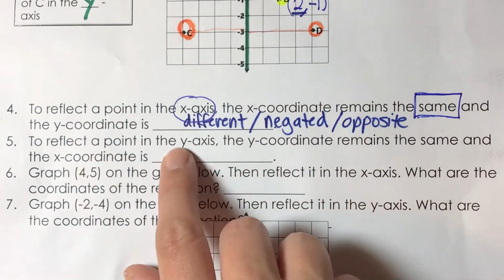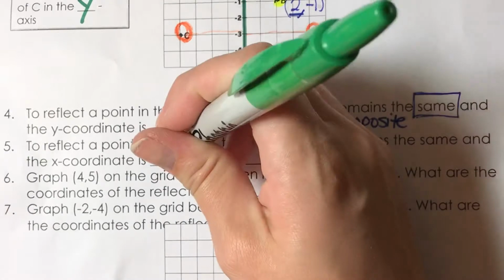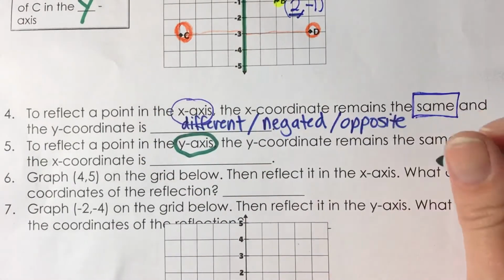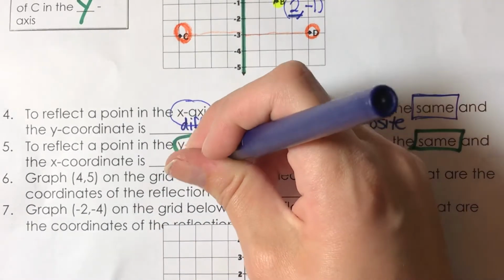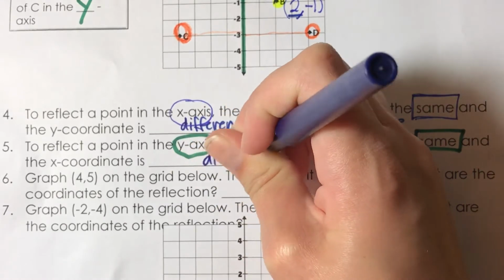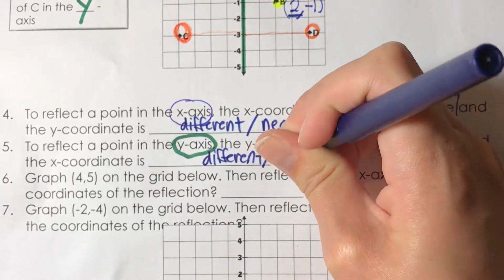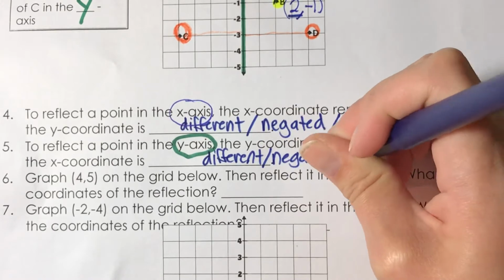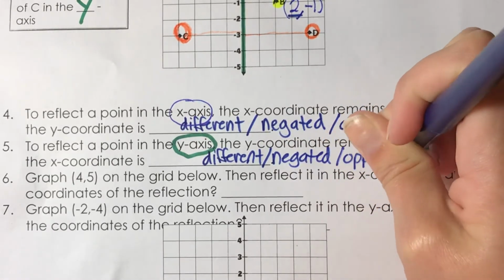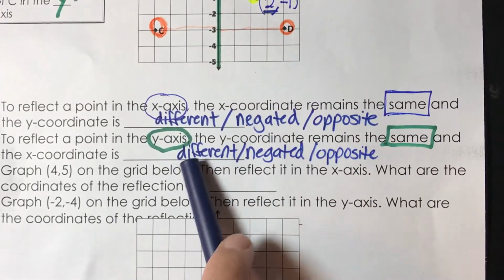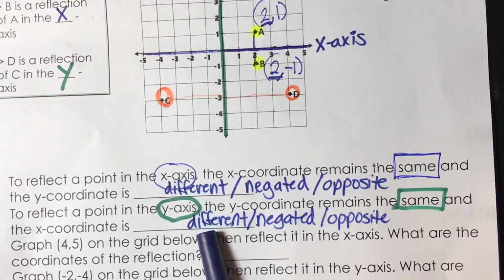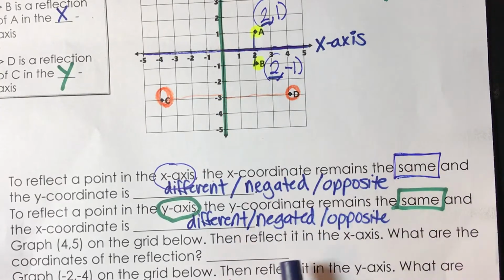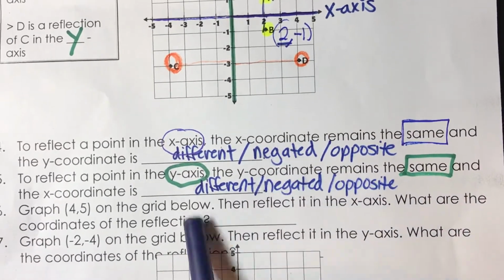To reflect a point in the y-axis, the y-coordinate remains the same, and then the x-coordinate is different, negated, and the opposite. They all mean the same thing. In this context, talking about reflections, if I say the coordinates are different, they are negated, they are the opposite, I'm talking about the same thing.